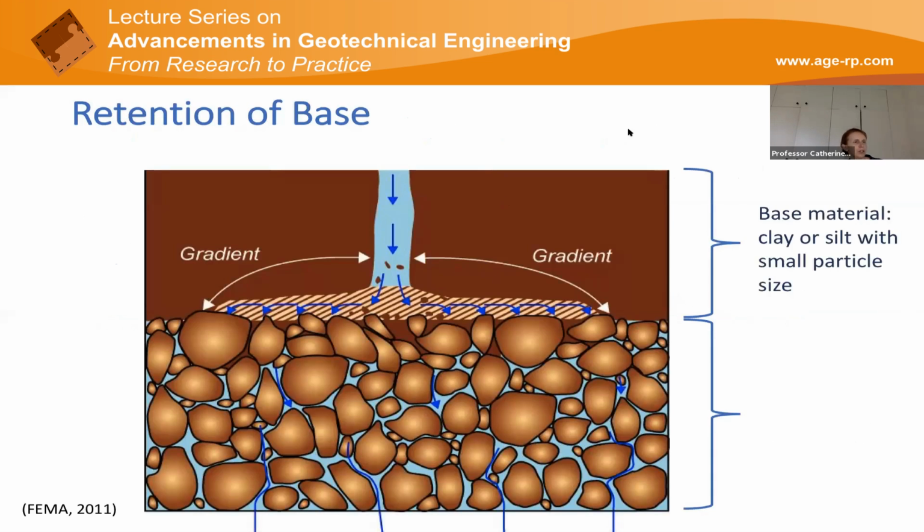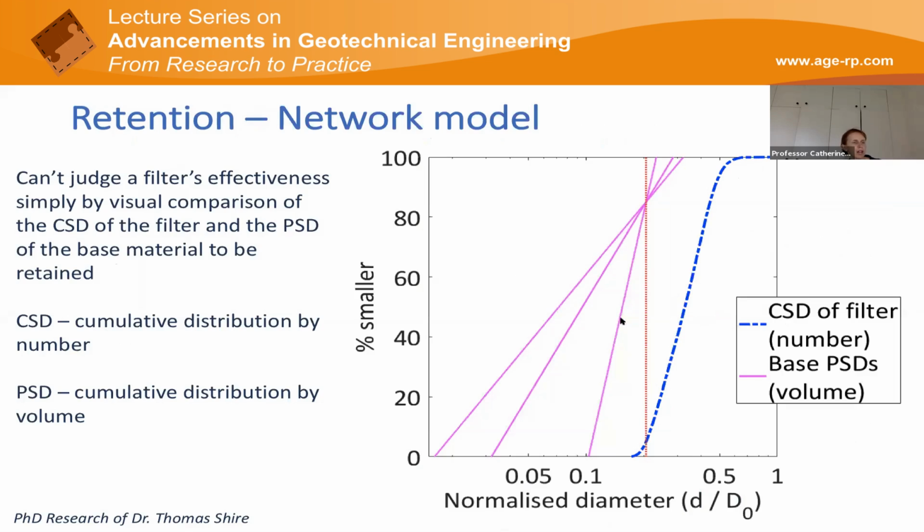So, you know, you can plot the particle size distribution of your base material, and now we can plot a constriction size distribution for your filter, and you can look at the two of these till you're blue in the face, and you can't really say a lot that's sensible. We spent a long time trying to think, how do we say something about whether or not this base material will be retained by a system of constrictions with this distribution? And we realized that the best way forward was to do some kind of a network model analysis.